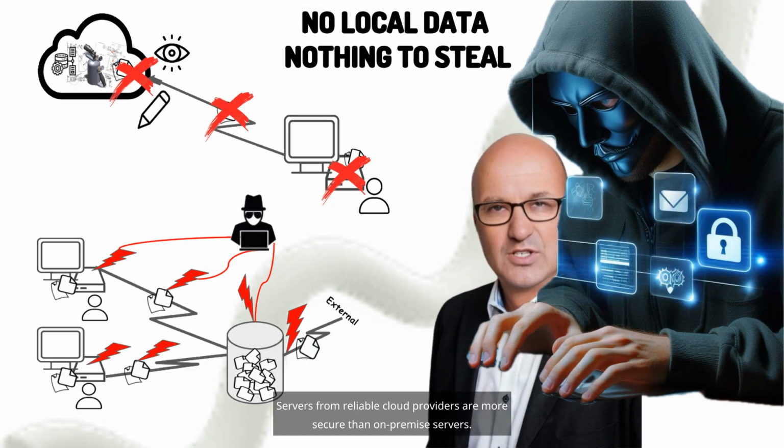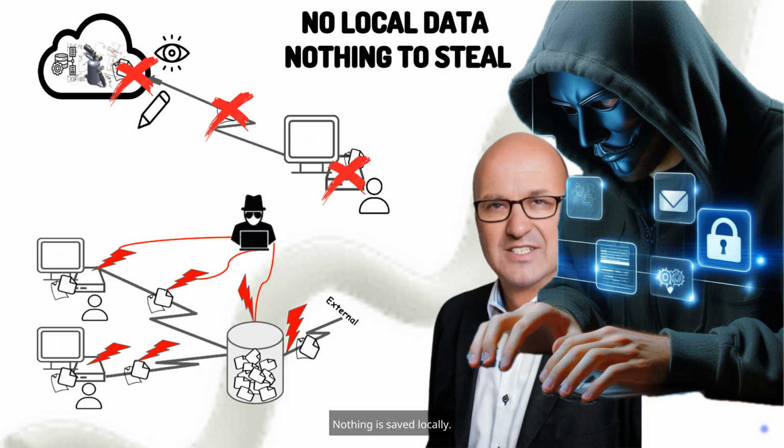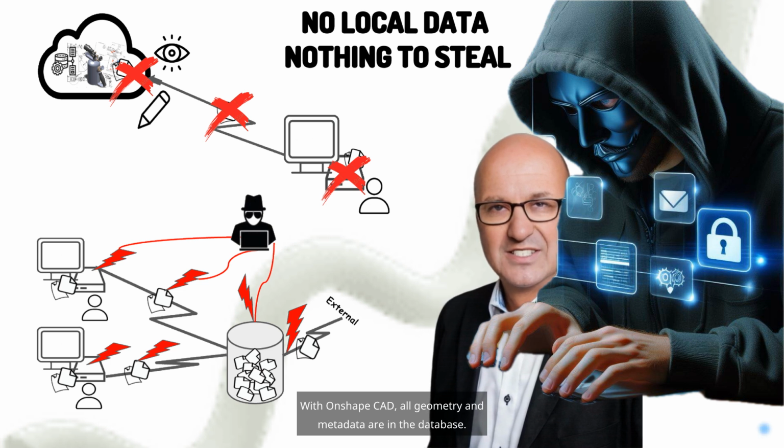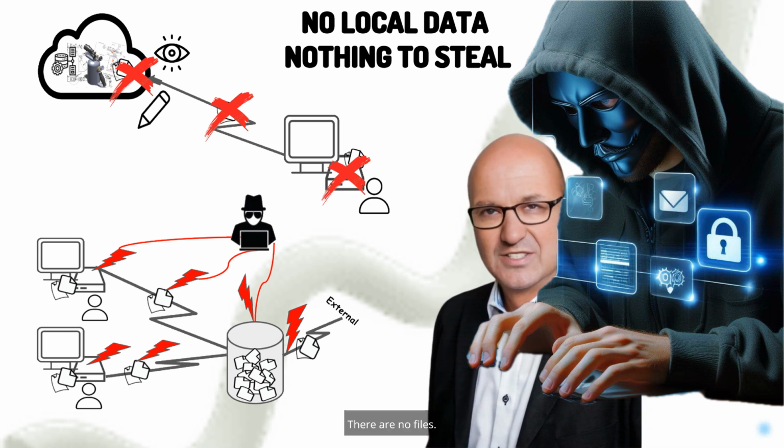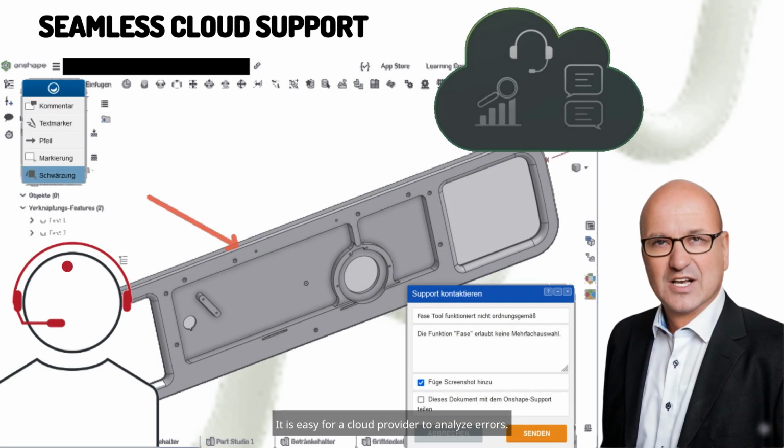Servers from reliable cloud providers are more secure than on-premise servers. In a purely cloud-native environment, only commands are sent back and forth. Nothing is saved locally. With Onshape CAD, all geometry and metadata are in the database. There are no files. The intellectual property never leaves the Fort Knox of the multi-tenant database. It is easy for a cloud provider to analyze errors. No crash logs or data files need to be sent.